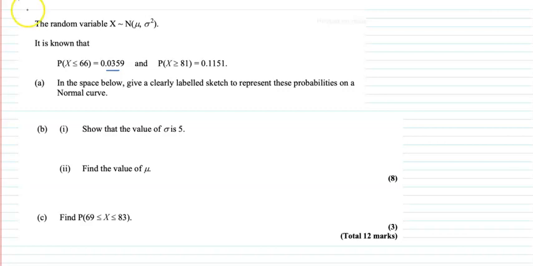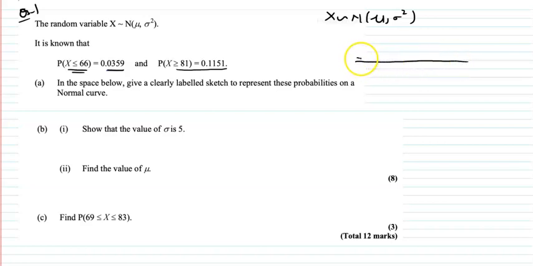Here it is, question number 1, and it is written here: the random variable X is distributed normally with mean mu and variance sigma squared, and it is given that P(X less than or equal to 66) is 0.0359 and P(X greater than or equal to 81) is 0.1151, and you need to put these values on a normal distribution curve, that is, a bell-shaped curve. So here is our bell-shaped curve.